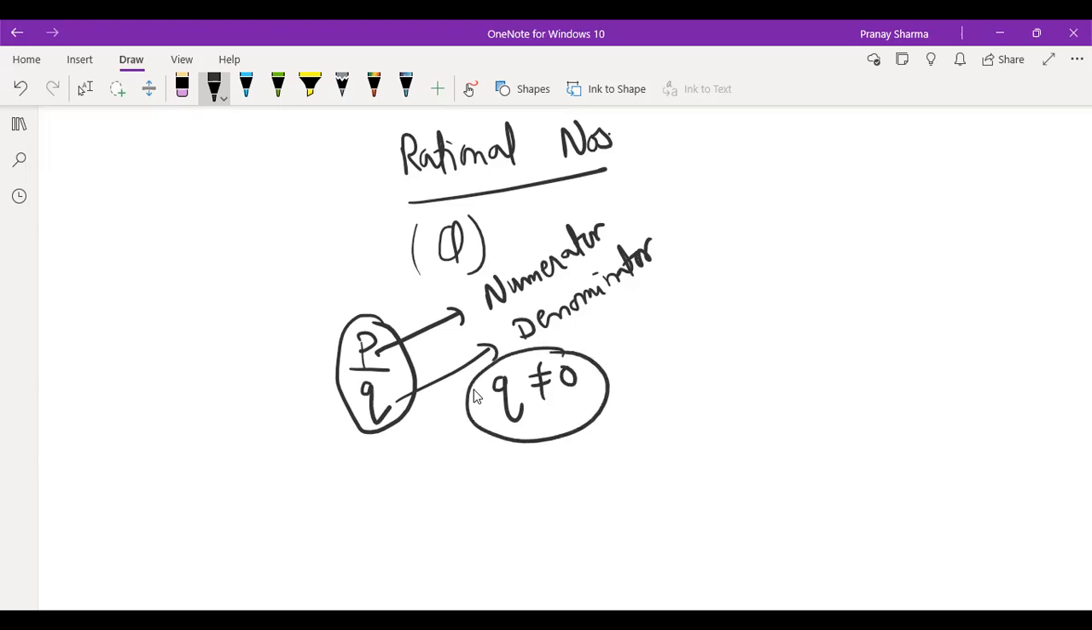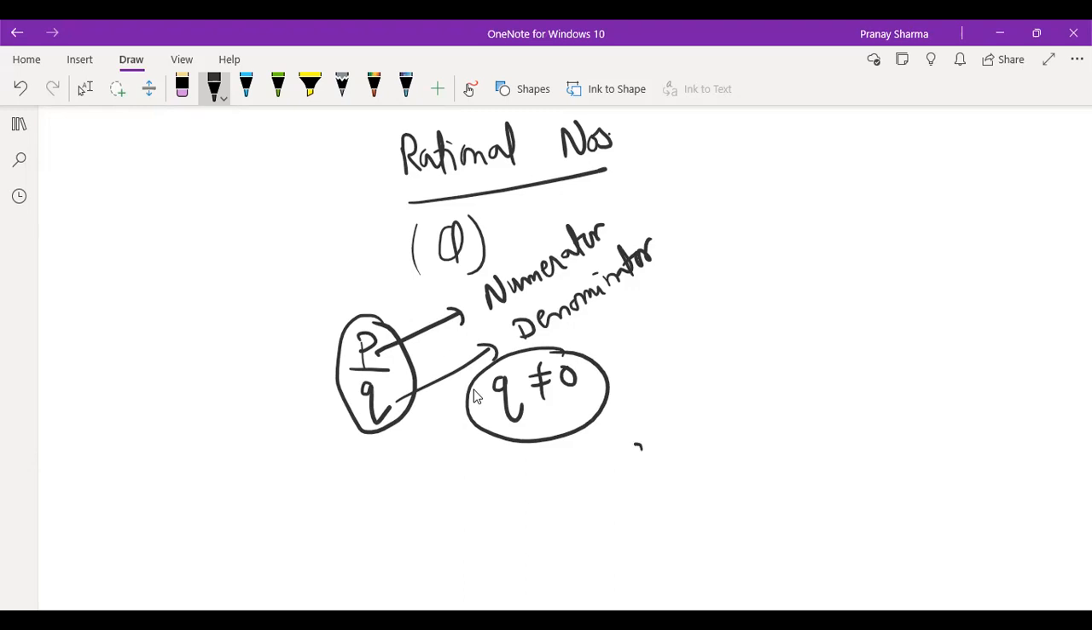This is something we understood, and we'll take it for granted. It should not be 0, otherwise the number is not defined, while the numerator can be 0, right? 0 by any number is 0. So P by Q is something you have already gone through in fractions. Then how is it different from rational numbers?